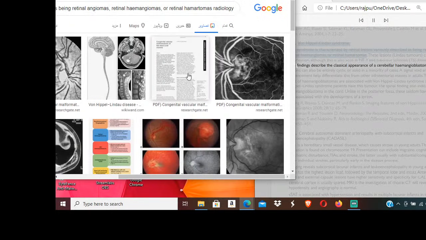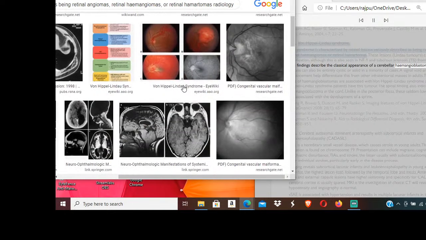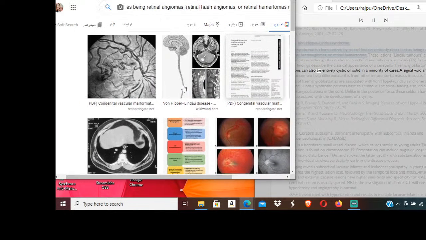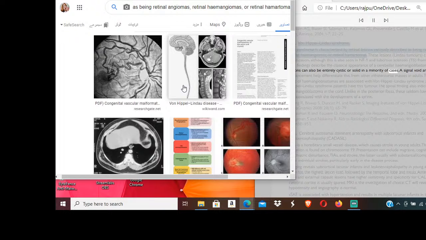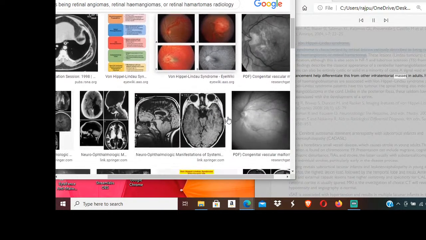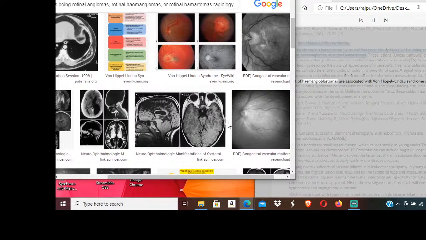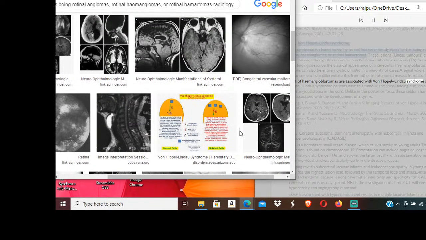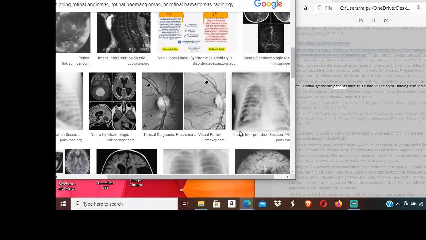The findings describe the classical appearance of a cerebellar hemangioblastoma. These lesions can also be entirely cystic or solid in a minority of cases. A signal void and lack of dural enhancement help differentiate this from other infratentorial masses in adults. 20% of hemangioblastomas are associated with von Hippel-Lindau syndrome, and 80% of von Hippel-Lindau syndrome patients have this tumor.